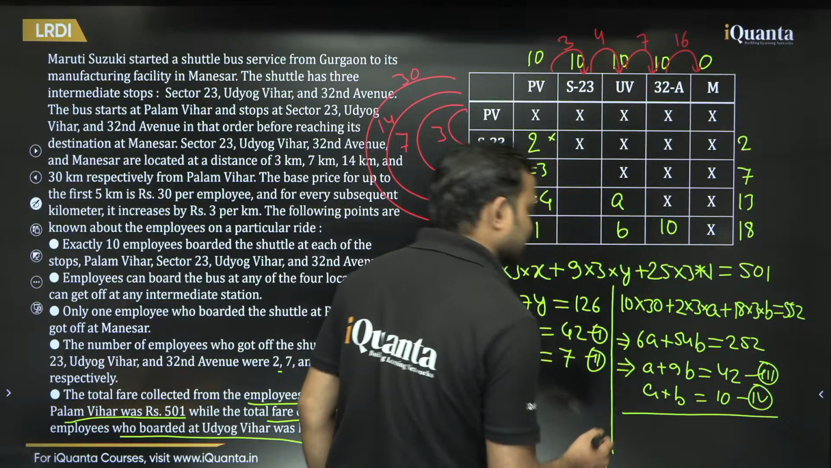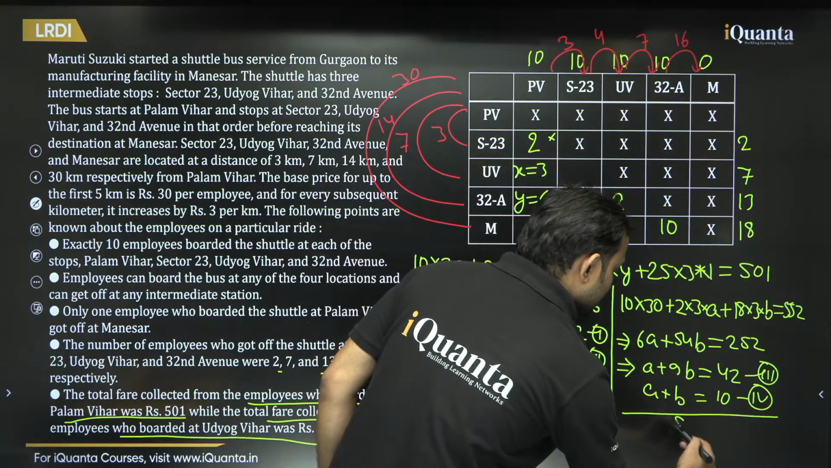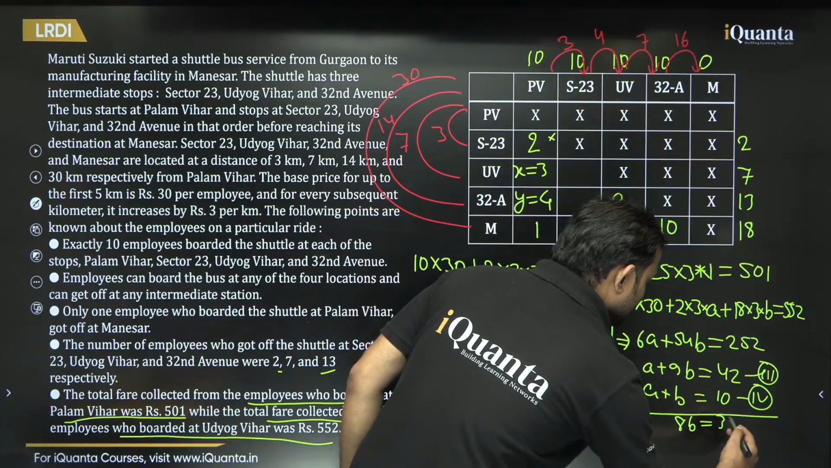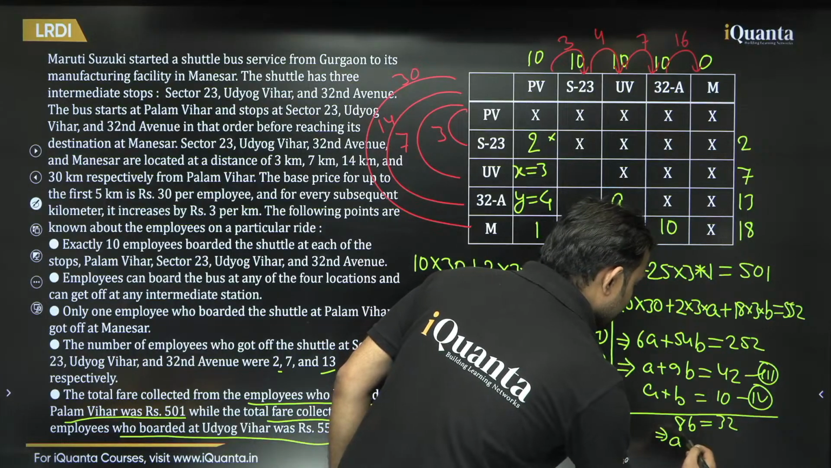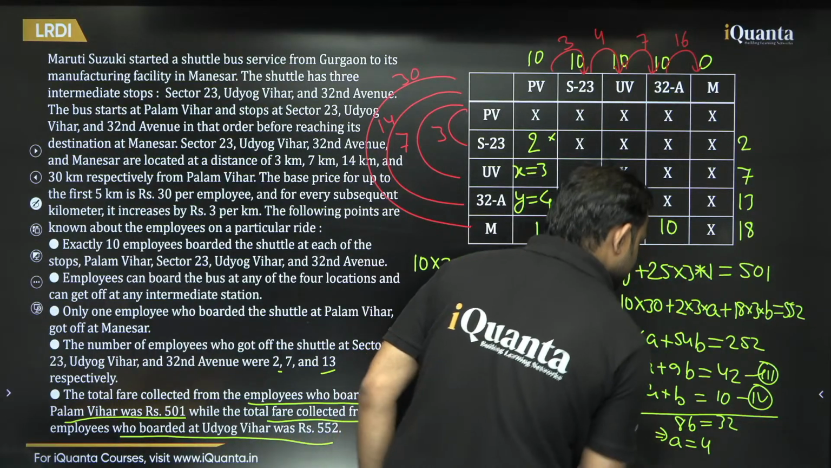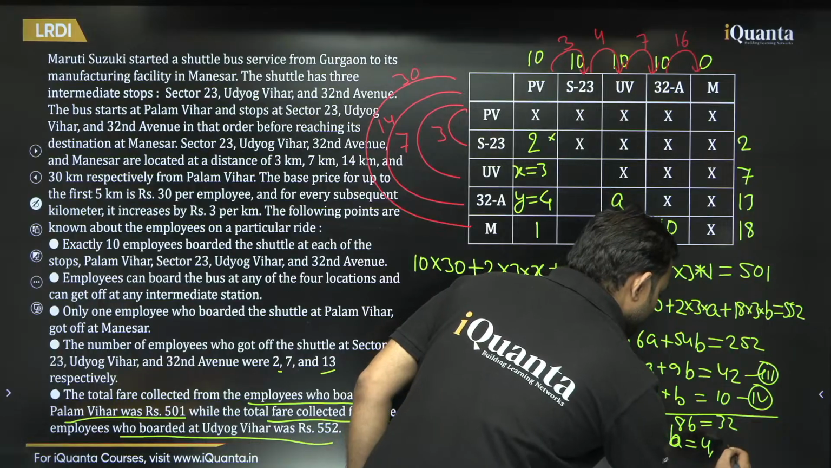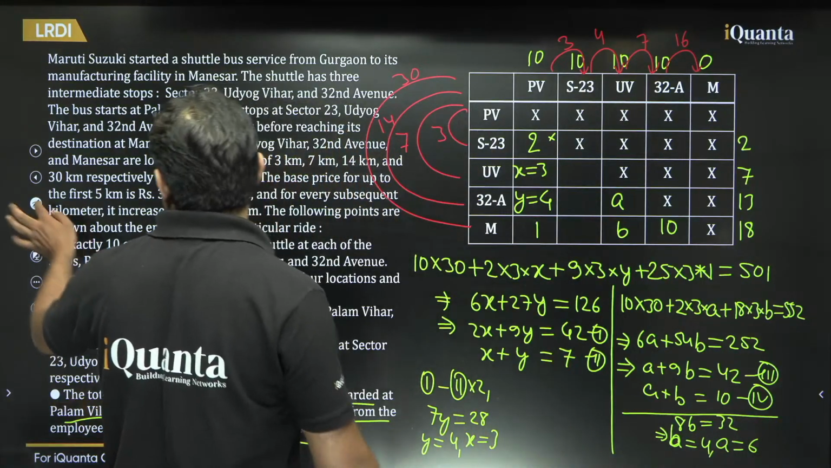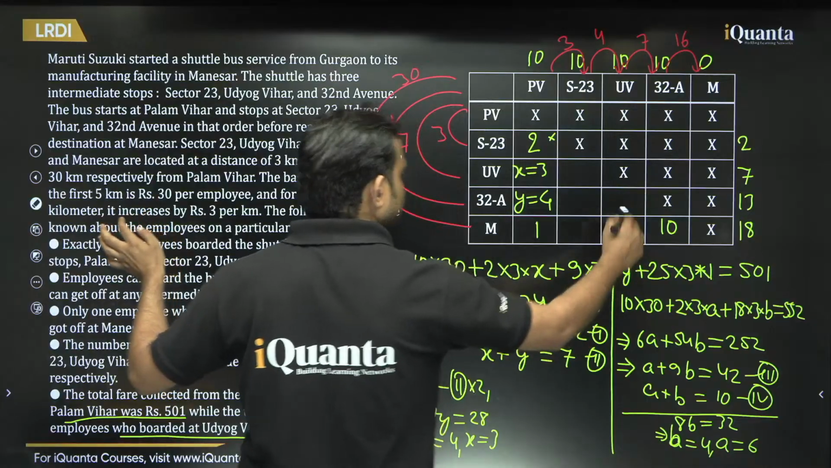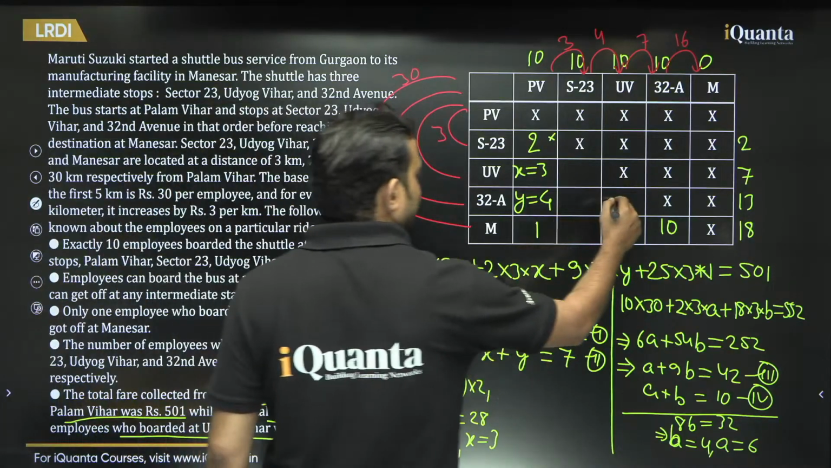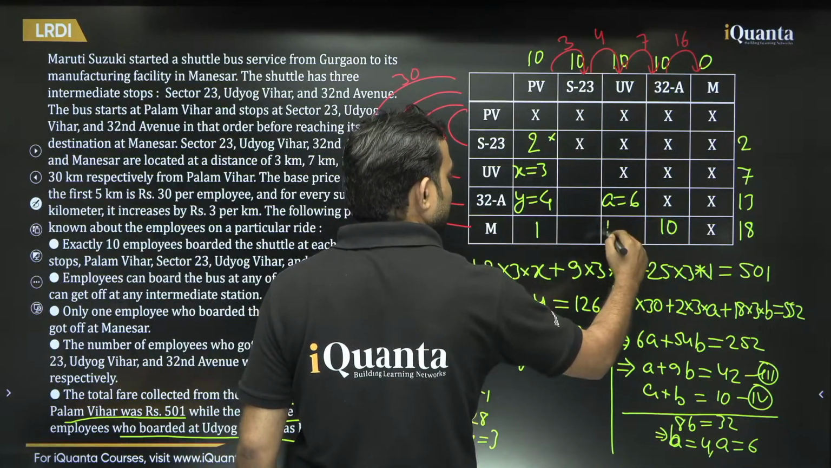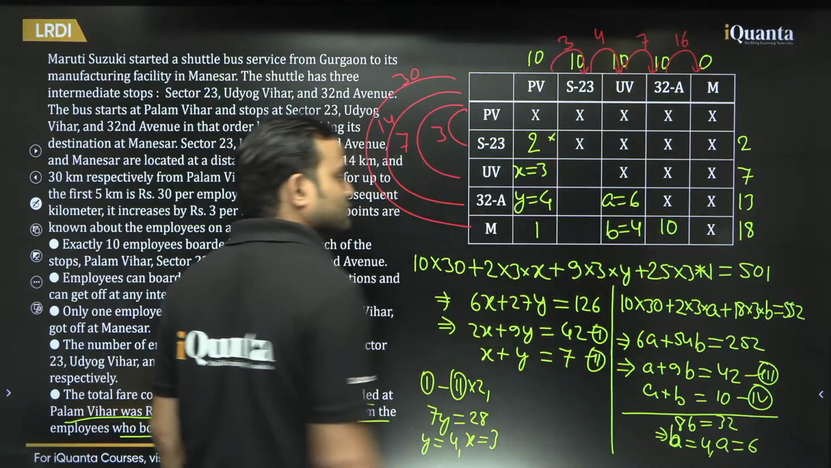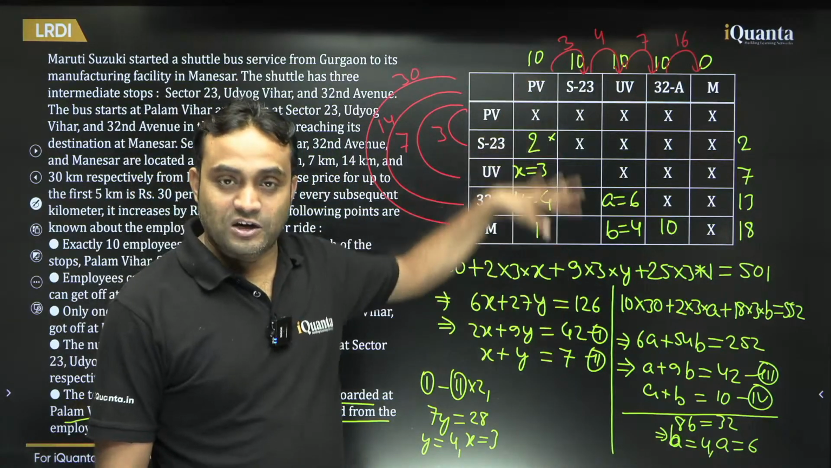If we subtract this, A cancels out, 8B is equal to 32. Sorry, B is equal to 4 and A will become 6. So we can say B is equal to 4 and A is equal to 6. Now as we got these values, what do we know?